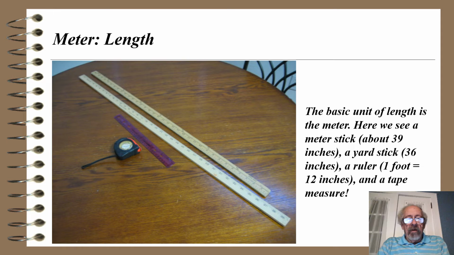Here you see a picture of a meter stick and a yardstick on a table. Also a foot-long ruler and a tape measure. So length, we have meters, and the basic unit of length is, in the rest of the world, the meter. And of course the meter stick's about 39 inches long, a little bit longer. A yardstick is 36 inches long, that's the shorter one there shown. And a ruler, the purple one, is 1 foot or 12 inches, and of course there's a tape measure.